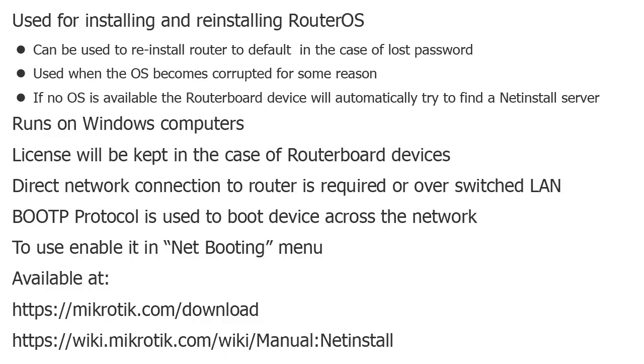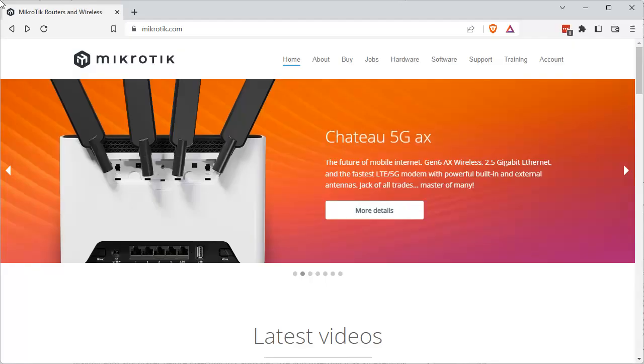Netinstall is designed to run on Windows computers. However, there is a Linux CLI version available. When you install, the license will be kept in the case of RouterBOARD devices, so you don't need to worry about purchasing a new license after that. You will need a direct connection to the router. You can either be plugged directly in from your laptop or desktop's Ethernet port, or you can be plugged into the same switch. The Netinstall utility can be obtained from the mikrotik.com website.